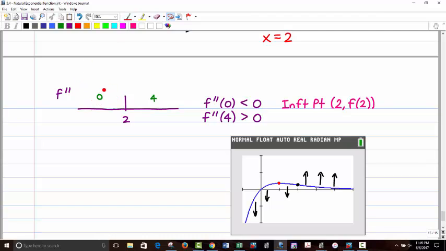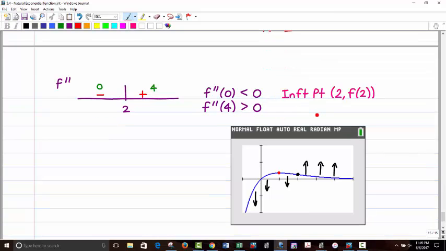Actually, I should have done that. I was going to put it. Trying to move those numbers, but it won't cooperate. But I'll just put a negative here and put a positive. It wasn't asking for concavity, but so we're going from concave down to concave up. Therefore, we do have a point of inflection, so it's at 2, f of 2.